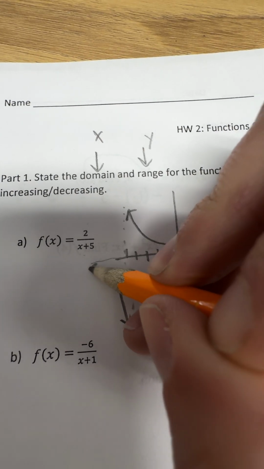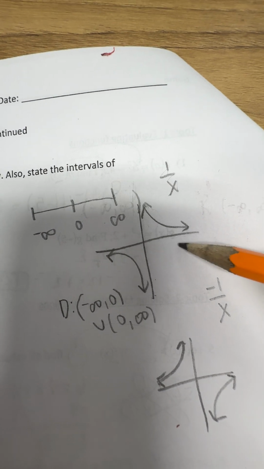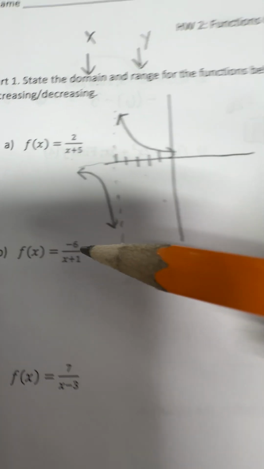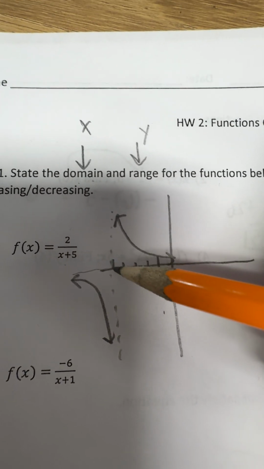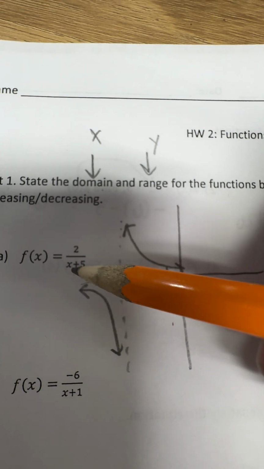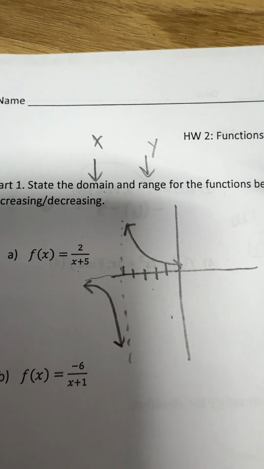Now, why did I know it looked like that? Because it's a positive 2 in the numerator, so it's going to look like this one, not like that one. Versus this one has a negative 6, so it's going to look more like that one. And again, how did I know that I won't have minus 5 here? Because I know I can't have minus 5 in that denominator.